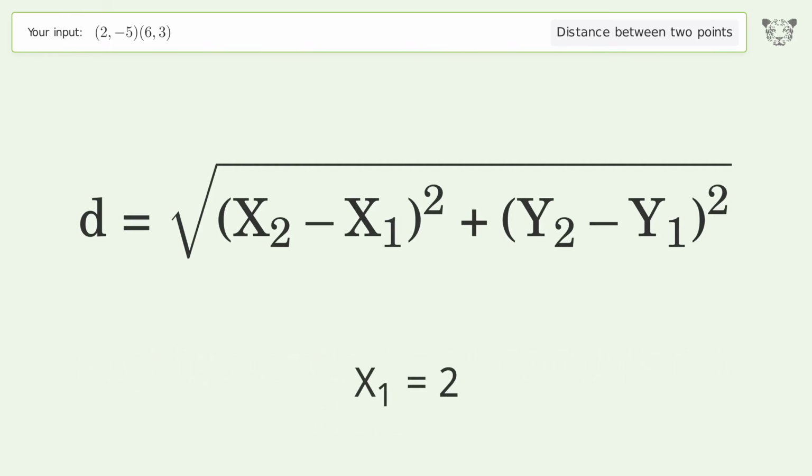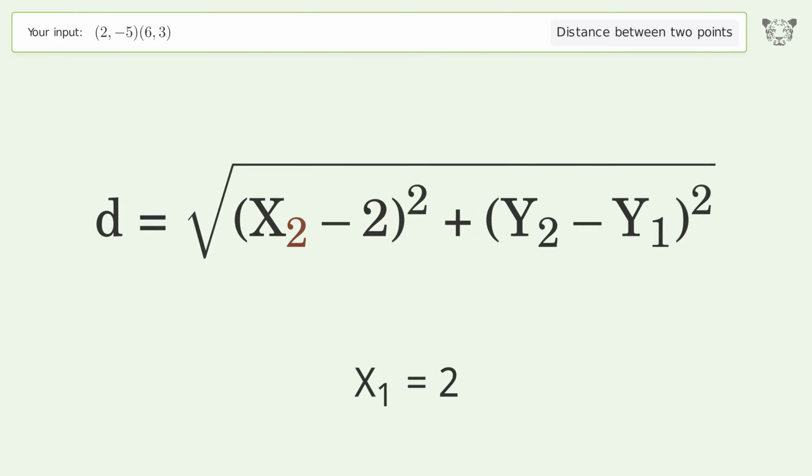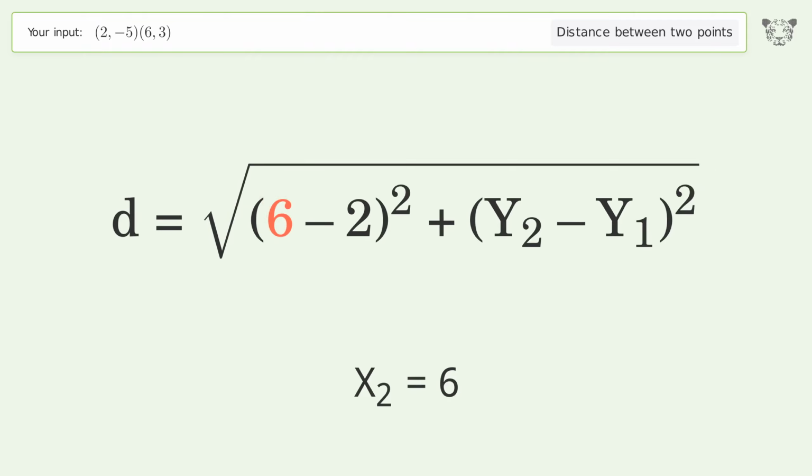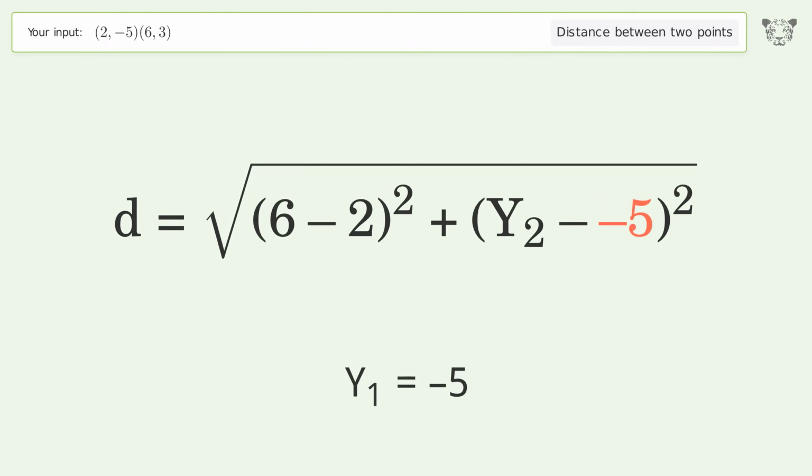x1 equals 2. x2 equals 6. y1 equals -5. y2 equals 3.